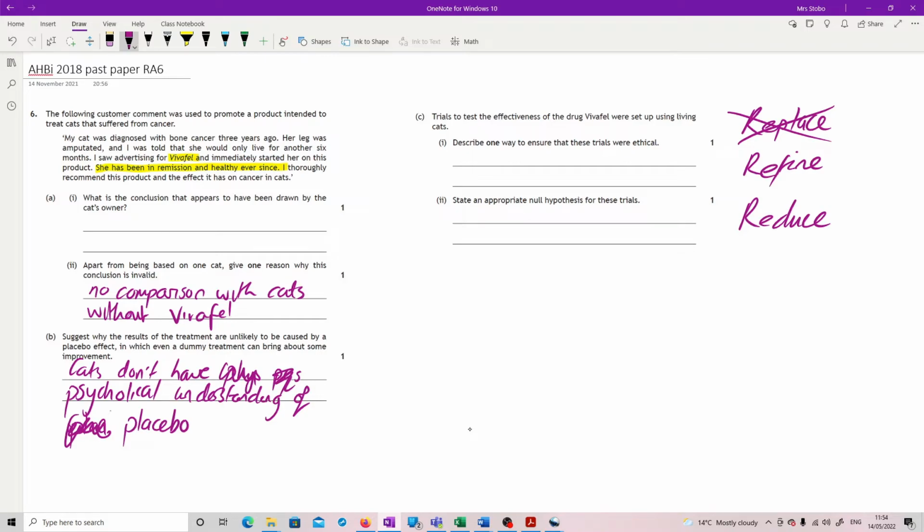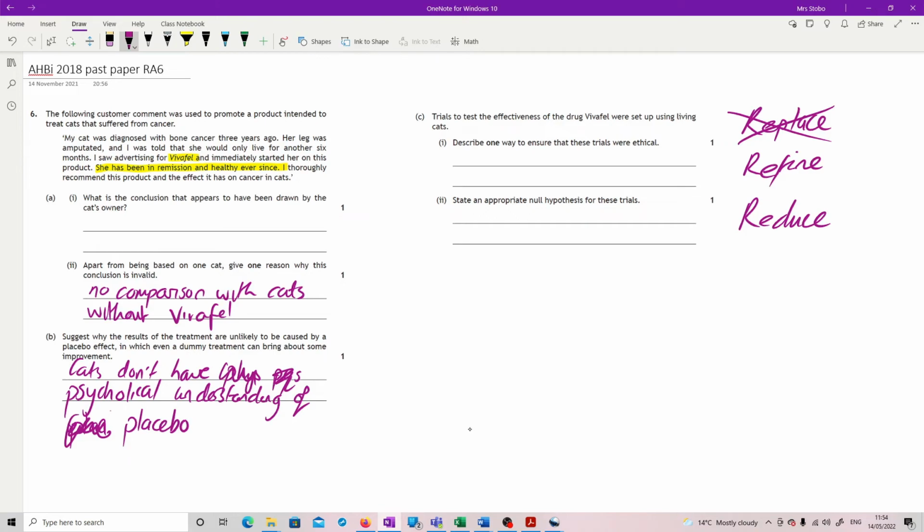And I was kind of there with that. And then I went and looked at the mark scheme, and the mark scheme said that also, totally reasonable as well, that for humans we have informed consent and the right to withdraw. Now obviously the cat does not have informed consent and right to withdraw, but its owner should still have informed consent and the right to withdraw for the cat. So you could put that down as an ethical one as well.